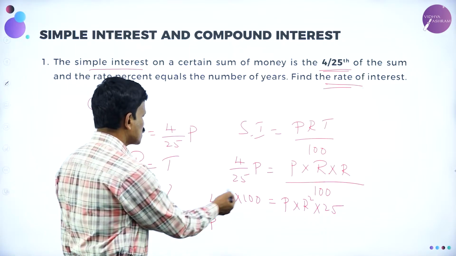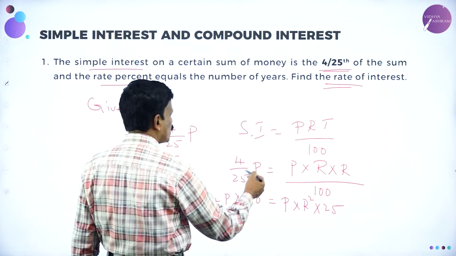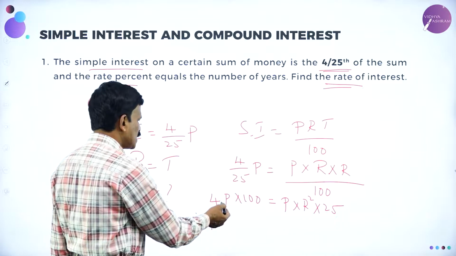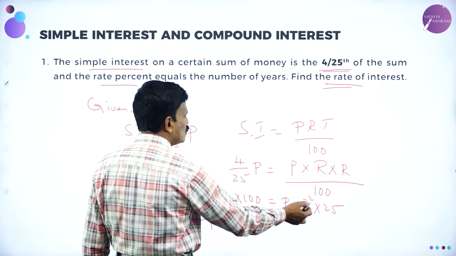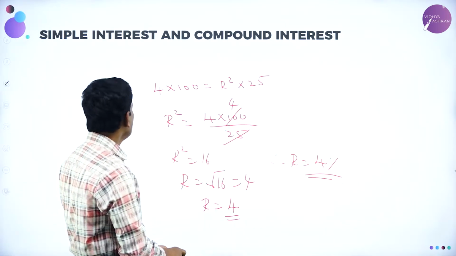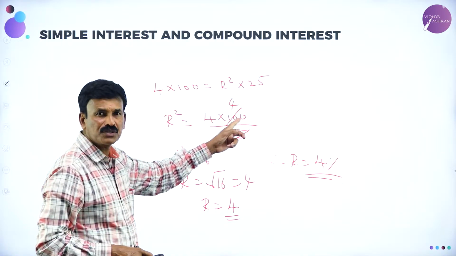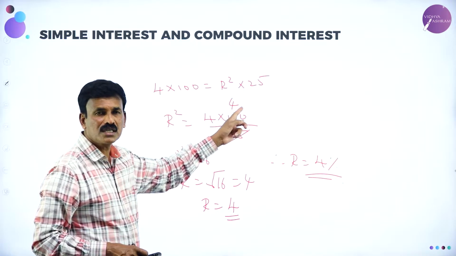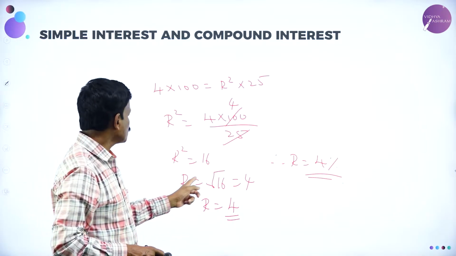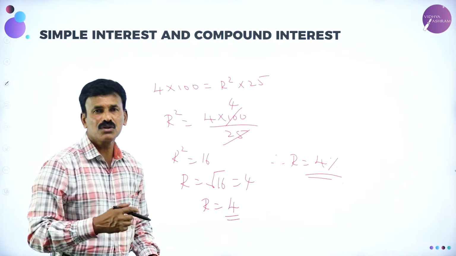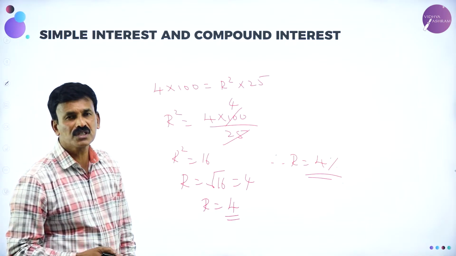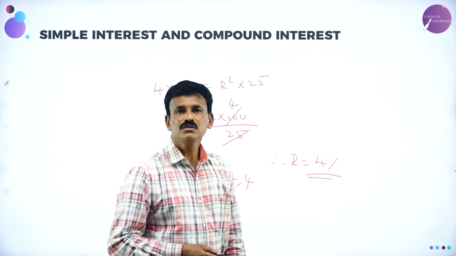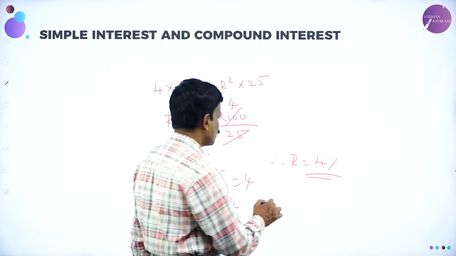See here, just cross multiply it. 4P into 100 is equal to P into R squared into 25. Divide by P, P and P get cancelled. 4 into 100 is equal to R squared into 25. R squared is equal to, bring this 25 to the denominator, 4 into 100 divided by 25. 25 fours are 100, 4 fours are 16. R squared is equal to 16. R is equal to the square root of 16, which is 4. Therefore, the rate of interest is equal to 4%. Hope you followed.